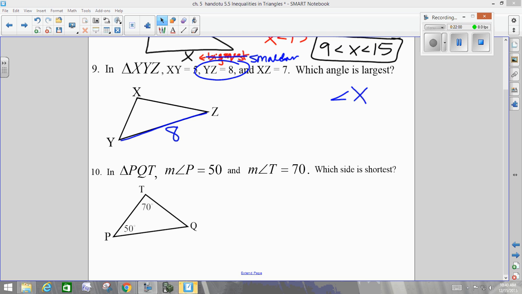Number 10, triangle PQT. We know that P is 50, T is 70. What's 70 plus 50? 120. What's 180 minus 120? 60. Okay, you may want to check your third angle if they don't give it to you. In this case, it doesn't really matter because the shortest side should be across from which angle? The smallest one. What's my smallest angle? P, which is across from which side? Yeah, QT or TQ.